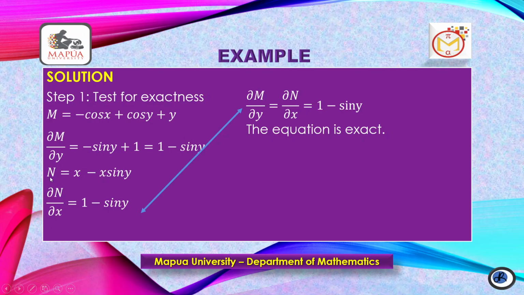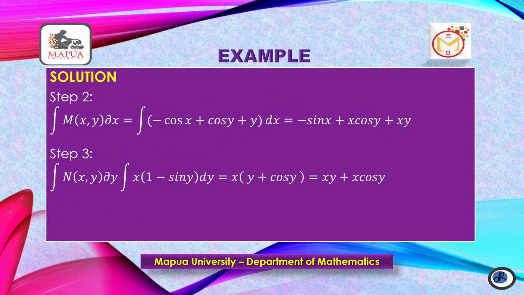And then for the coefficient N, which is the coefficient of dy, we have x minus x sine y. This time we have to find the partial derivative of N with respect to x, where y is constant. So the derivative of x is 1, and sine y is the constant. So we have 1 minus sine y. Now, understand that the given equation is exact because the partial derivative of M with respect to y is also equal to the partial derivative of N with respect to x, which is equal to 1 minus sine y.